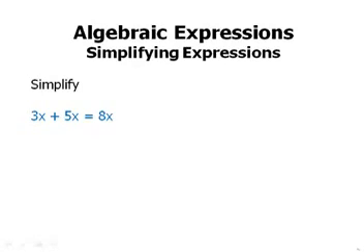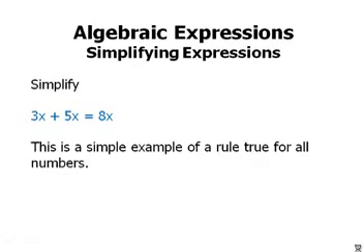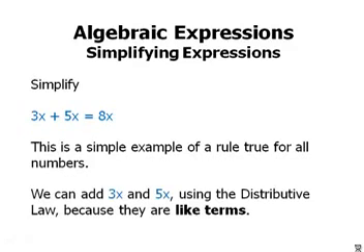Now, let's think about this for a minute. We've said one expression, 3x plus 5x, is equal to another expression, 8x. So what we're saying here is we have a rule that's true for all numbers. Every single number on the number line would obey this particular rule. And of course, we can add 3x plus 5x using the distributive law because they are like terms.